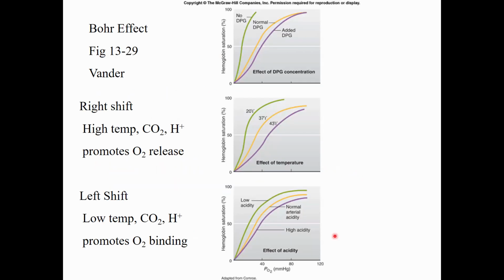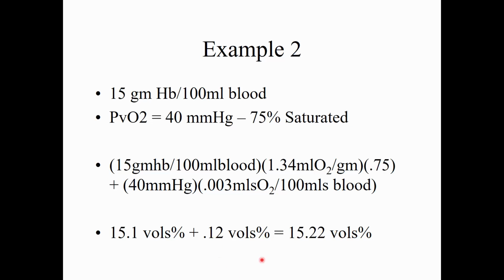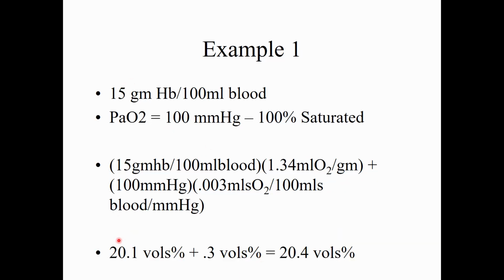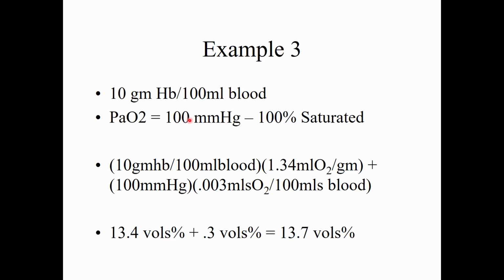Now, am I ready for this? I'm not. So think about person 1. Do you see 0.3 vols per cent? Person 1 and person 3 have the same dissolved content. But person 1 has a greater total content because they have a greater bound content, because they have a higher carrying capacity. But if they both have a PO2 of 100, see that? They both have a PO2 of 100, they're both 100% saturated. It's very important that you understand that.